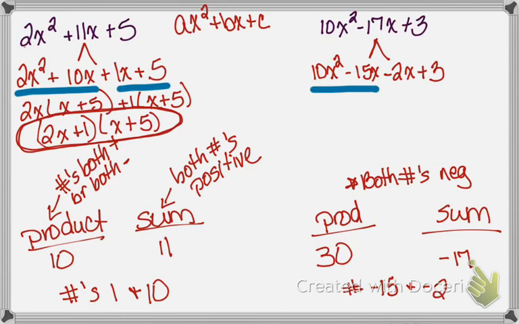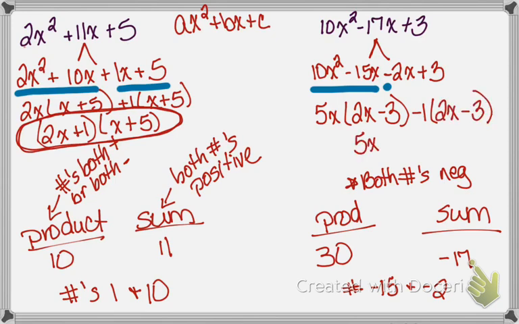Okay? My first two, I can take a 5x out. 5x times 2x minus 3. When I have a negative right here, that is a good indication that you're going to have to take a negative number out. Okay? So I'm actually taking out a negative 1. Negative 1. So my final answer is 5x minus 1 and 2x minus 3.